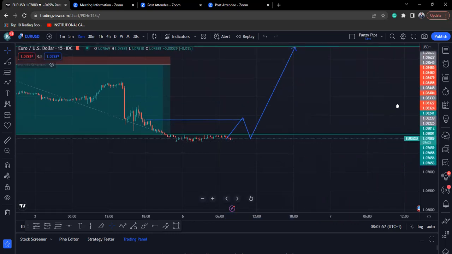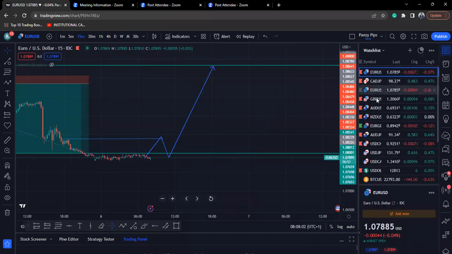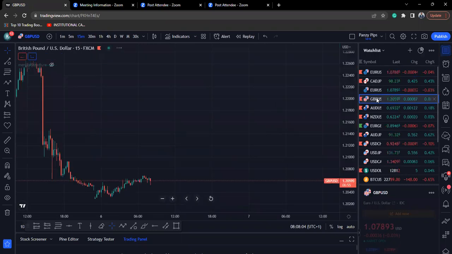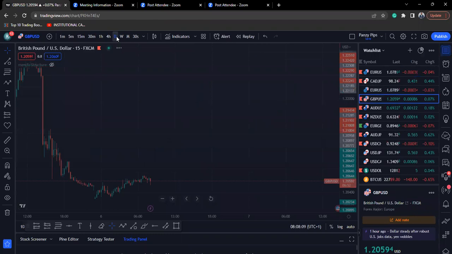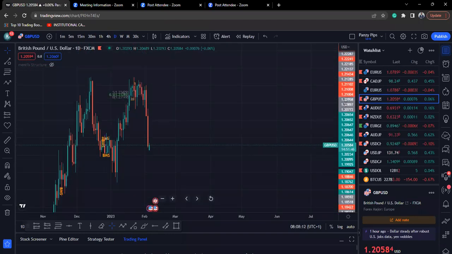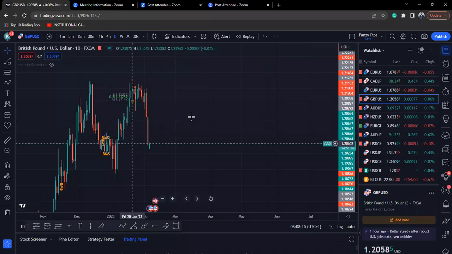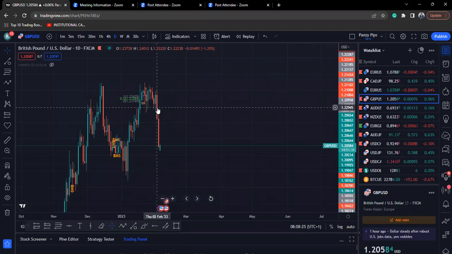Let's see what else we can find. Let's see the GU if it looks exciting. Okay, for the GU, let's start off from the daily. What do we have? We see a complete meltdown of price sometime last week. This must have been caused by the NFP. Oh no, not the NFP. NFP was Friday. So it started from Wednesday, maybe the FOMC, and then continued on Thursday and came all the way down here.